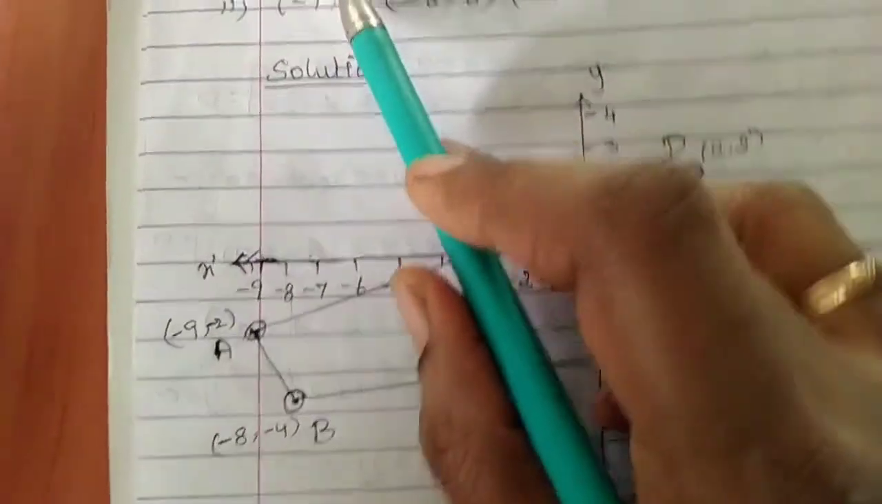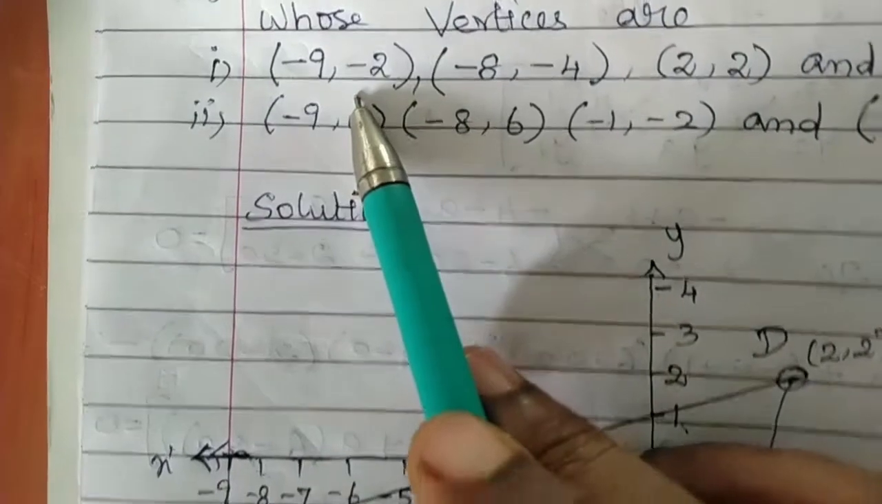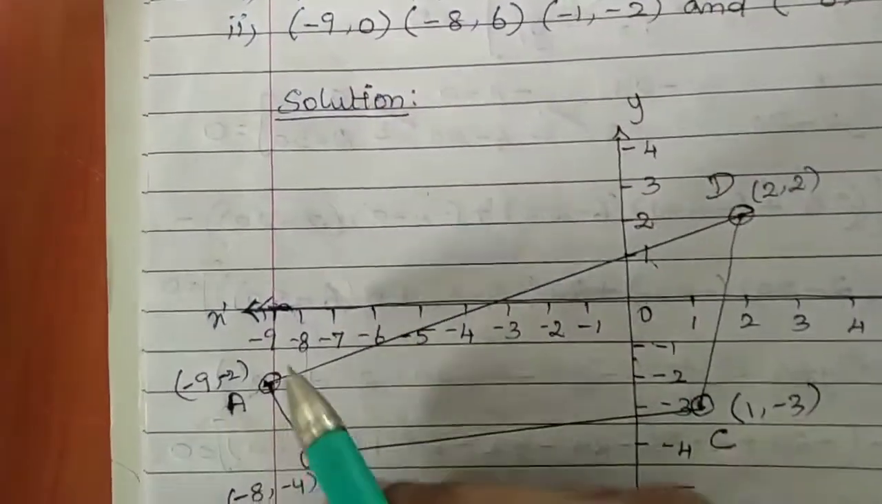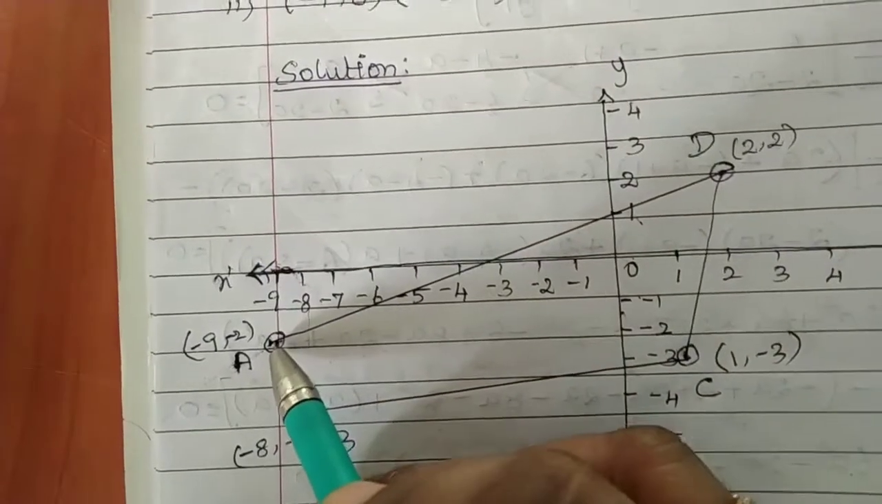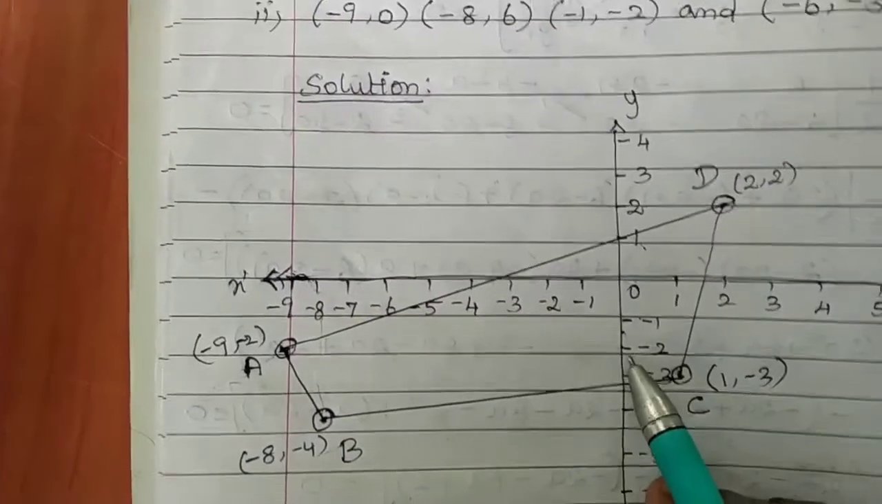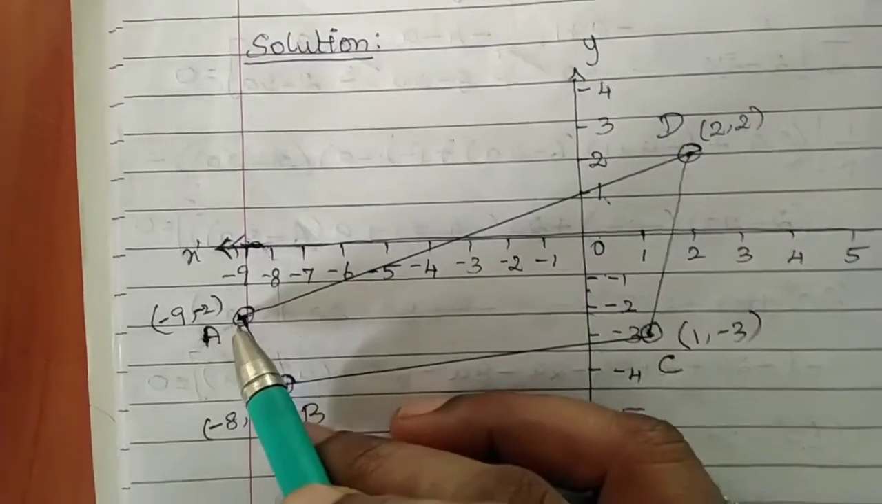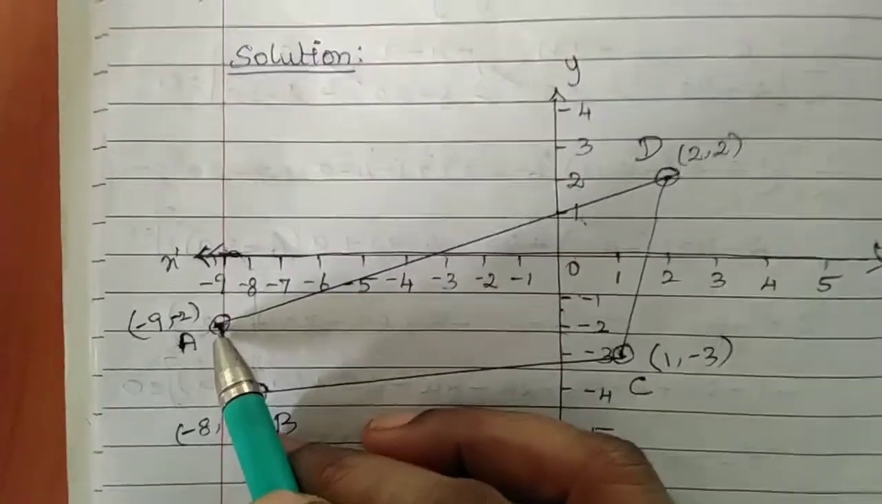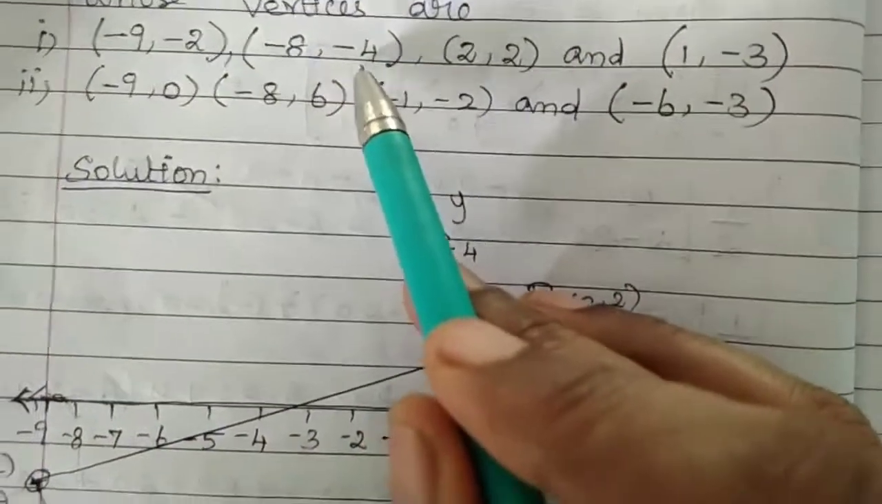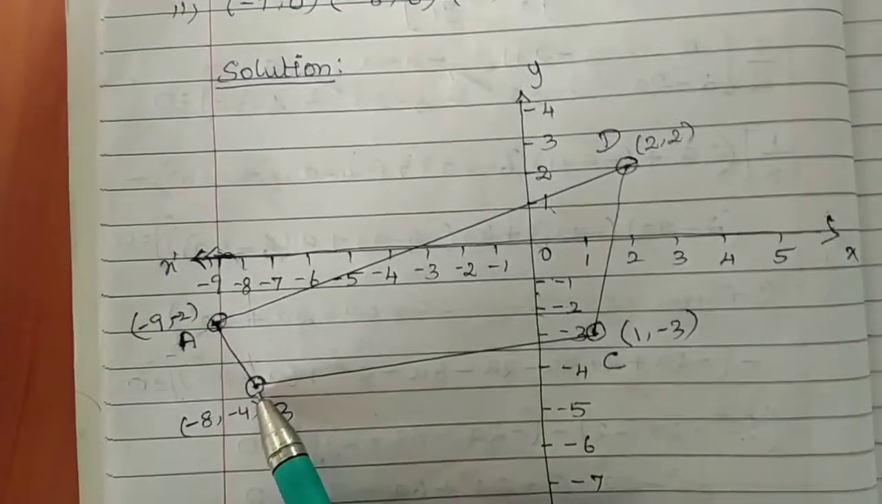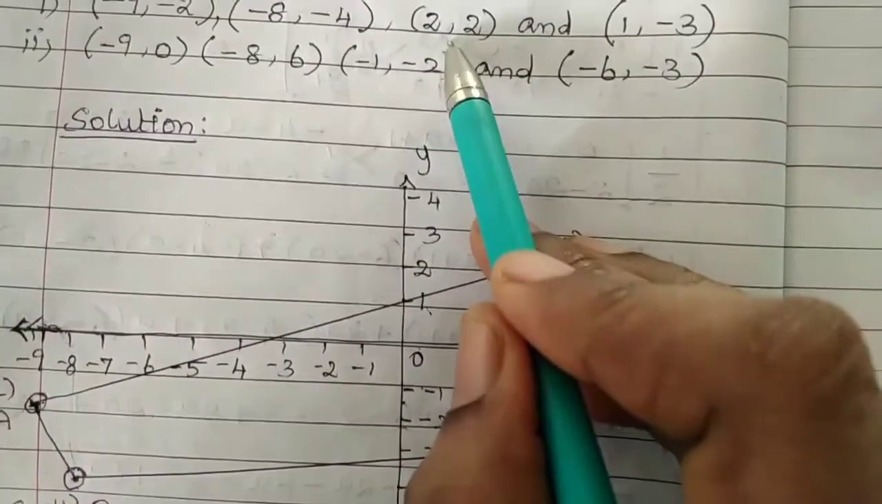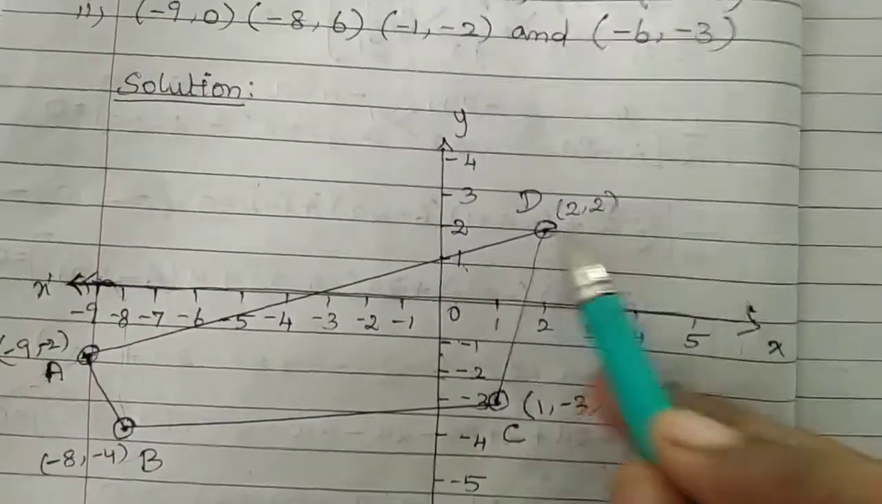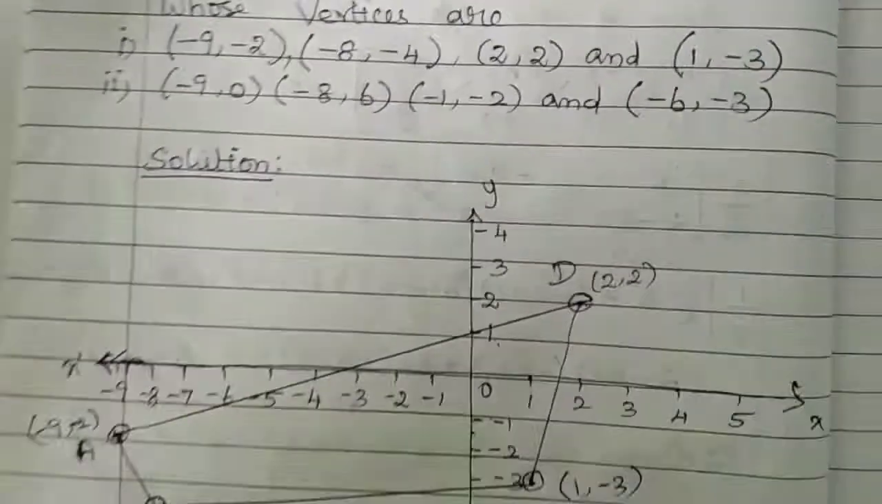First number is minus 9 comma minus 2. Minus 9 is in x-axis, minus 2 is in y-axis. Mark the point minus 9 comma minus 2. Again minus 8 comma minus 4. Plot the point 2 comma 2. Plot the point 1 comma minus 3. Plot the points and join them.